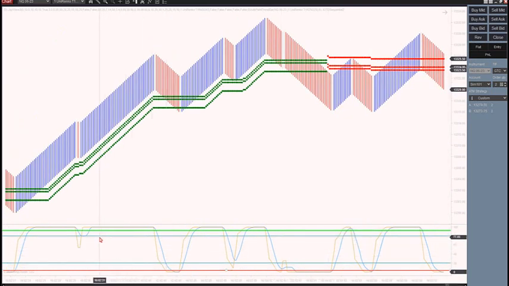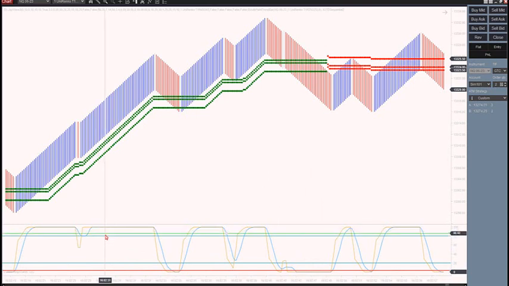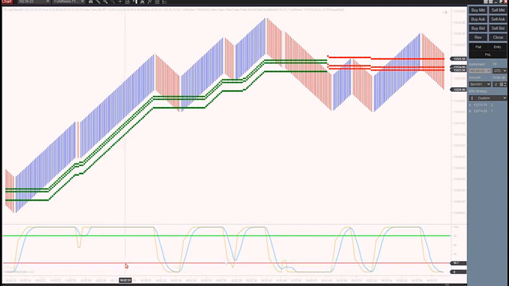Now, if it was this level, if you wanted to put it at 70 or 80, your bull at 80, then put your bear at 20, look at the buys and sells you get. Then you're going to get a buy here because you're above the bull on the pullback with the zone trend.